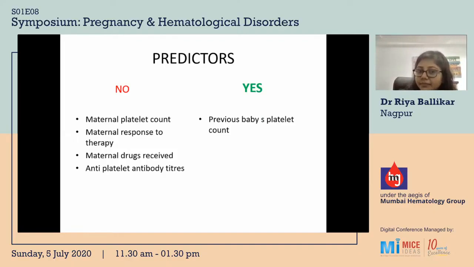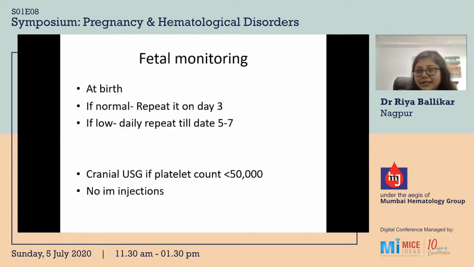Anything else, even a mother who is in remission, who has a platelet count of 2 lakh, can still have a baby with neonatal thrombocytopenia. So the answer to this is simple. You have to monitor the baby at birth. We do the platelet count. We repeat it on day 3. If low, daily repeat till day 5 and 7. If day 3 platelet count again is normal, there is no need to repeat the platelet count.